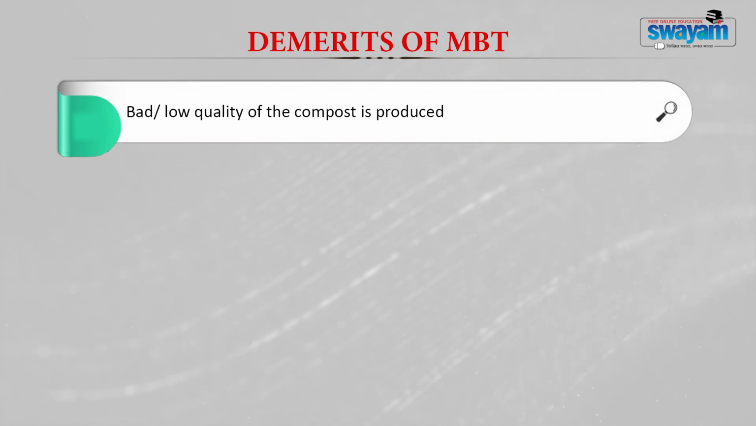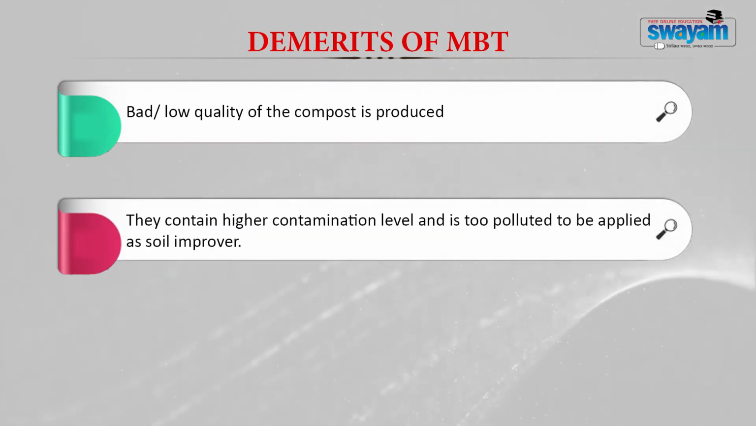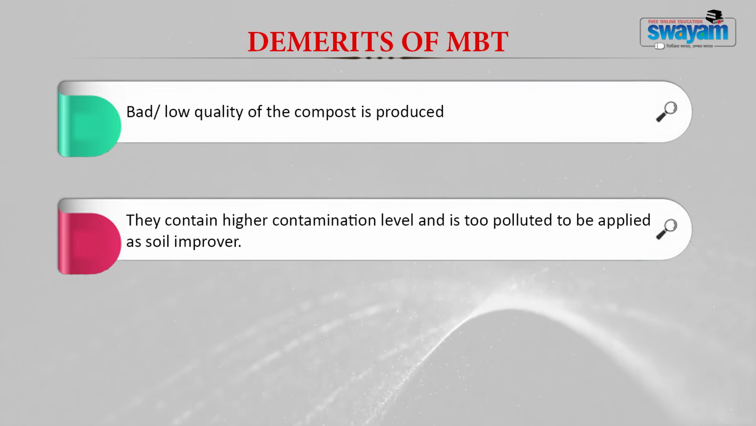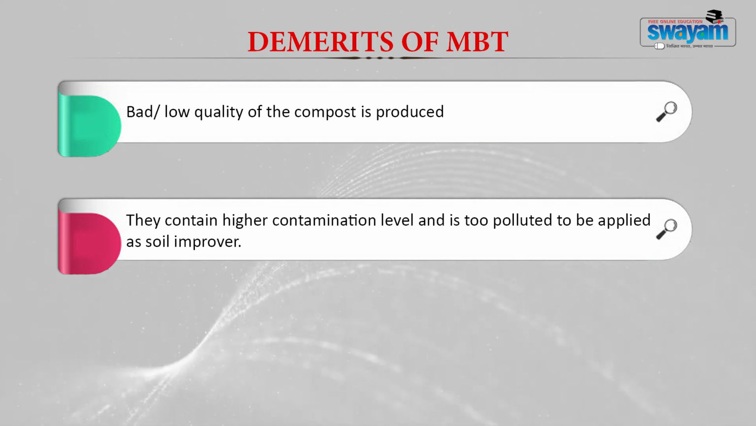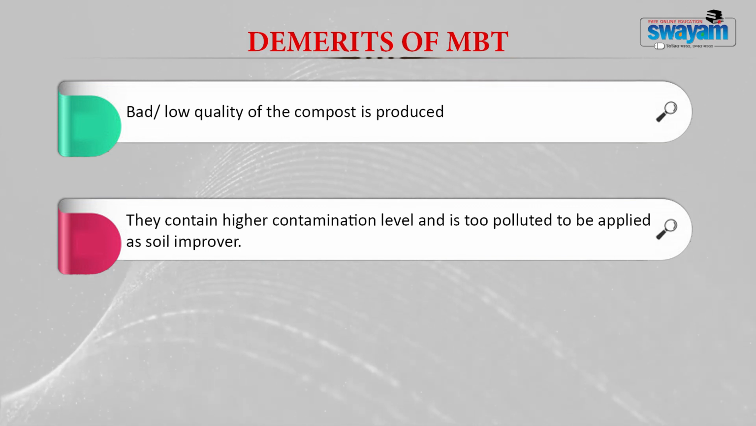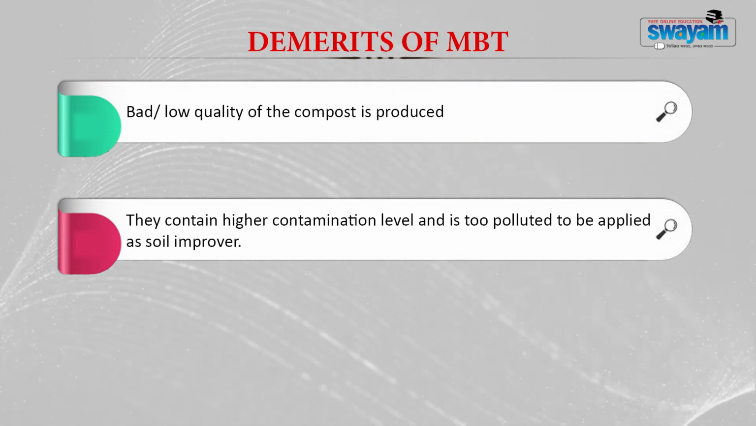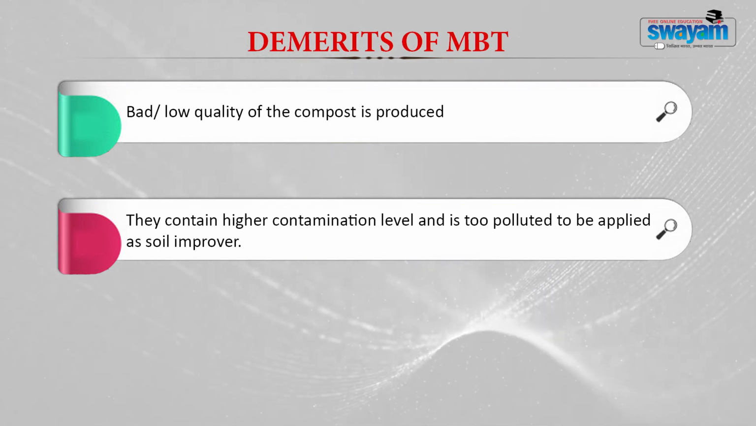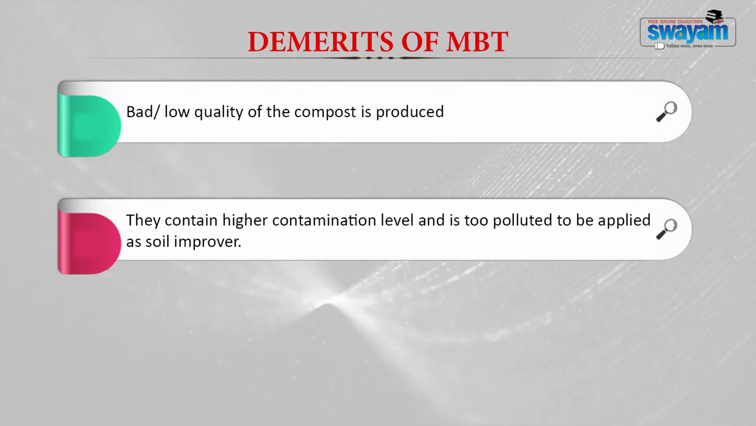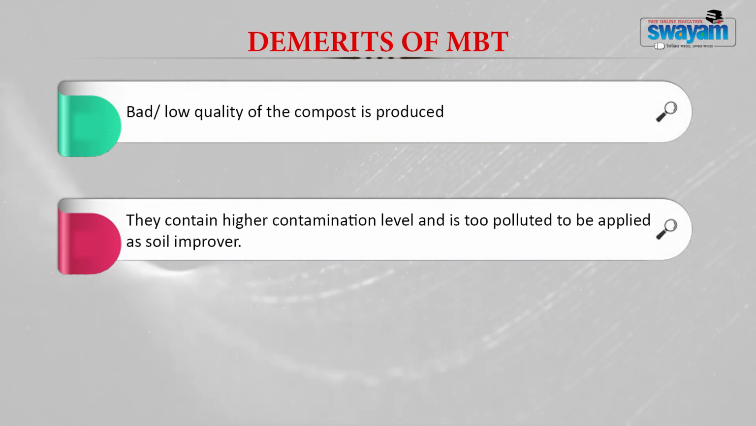Now, the demerits, if you see, it results in the production of bad or low quality compost. The compost that is produced contains a lot of toxic pollutants. The contamination level is high and that is why it cannot be used as a soil improver, because when this compost-like output is used, the heavy metals will once again enter into the soil and further decrease the soil health. That is why, as I told you, this can potentially be used for the reclamation of land.